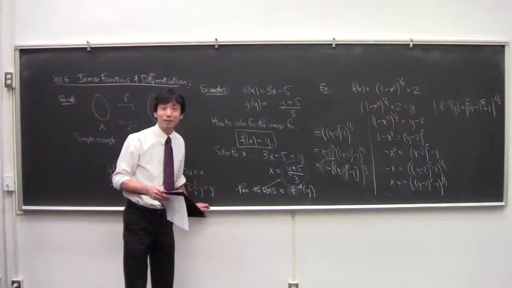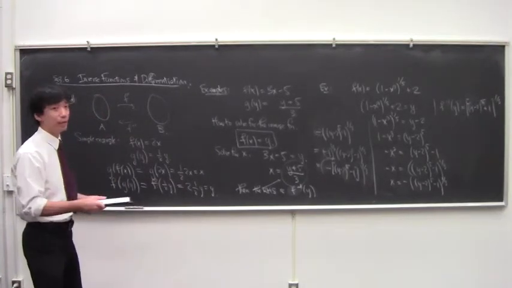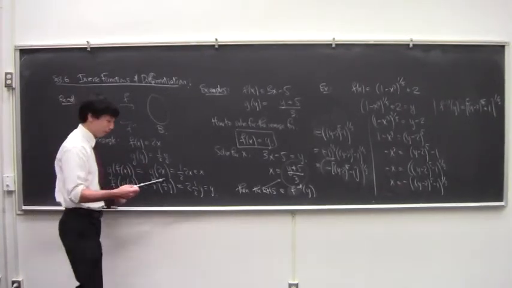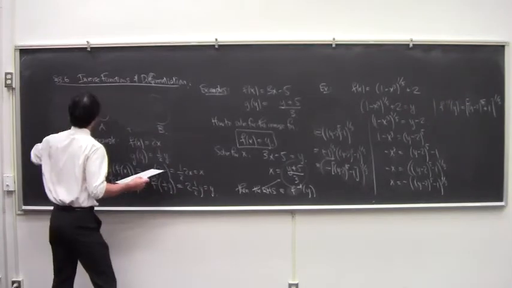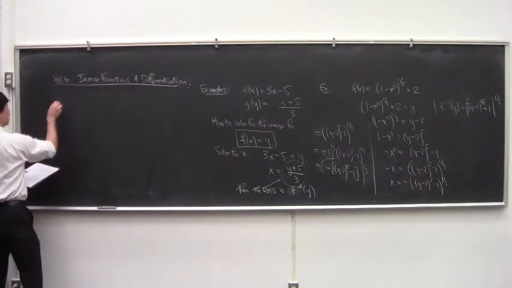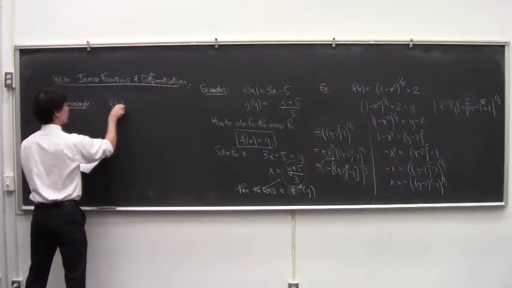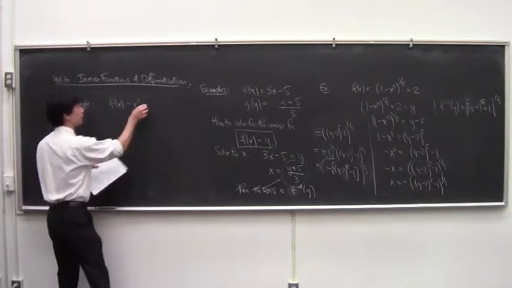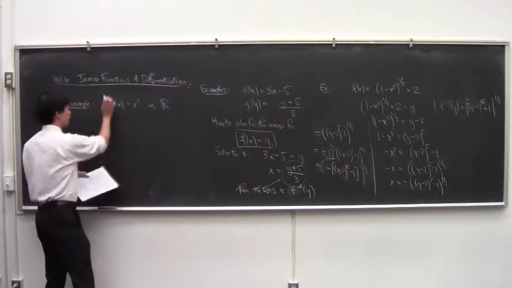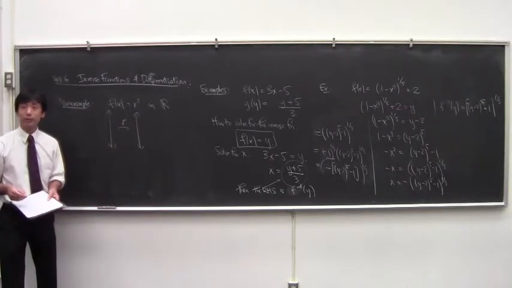Anybody else? Okay, so inverse functions. A brief reminder of what they were. One last thing, non-example. f of x equals x squared, on the real line. For this function, going from the real line to the real line, it doesn't have an inverse function, right?